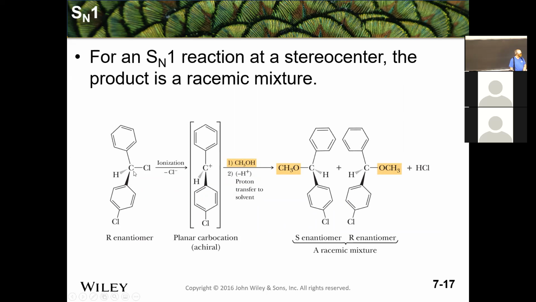Here is an example of where we do have a stereo center. We saw this last time. I'm going to go through it fairly quickly, but we have a stereo center. This is the R enantiomer. And once the chloride leaves, this is now achiral. And so the nucleophile could attack from either side. So we'll get both the R and the S products.